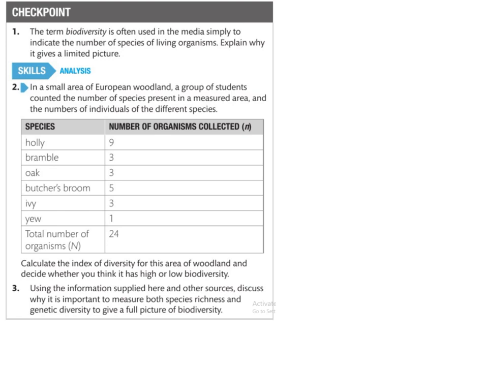And then you are going to use information supplied here and other sources and discuss why it is important to measure both species richness and genetic diversity to give a full picture of biodiversity. Let's look for the answers in the coming slide.